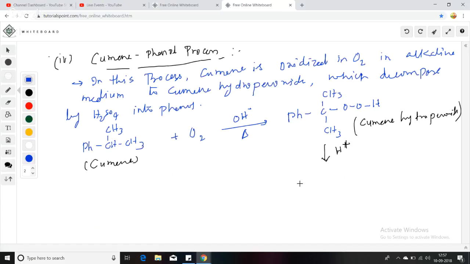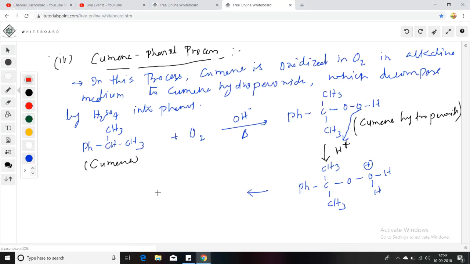So we have this PhC(CH3)2 OOH, and this lone pair over here, if it takes this H plus from the acid, we'll get H over here and a positive sign on this. Finally, there's a rearrangement which takes place.